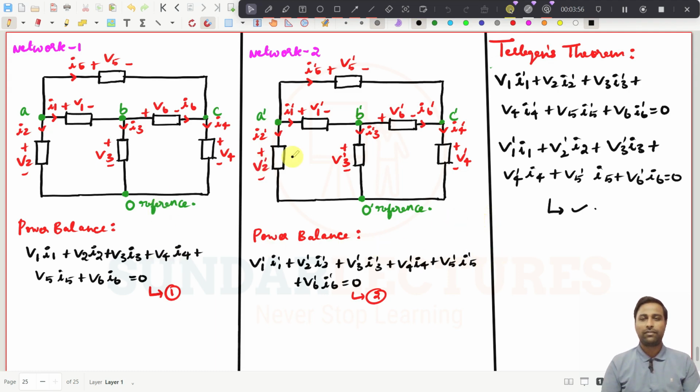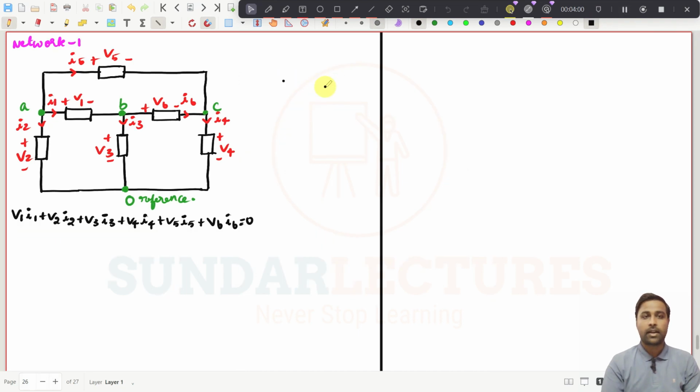What we will do, we will take a new page. See, we have taken network one and we try to prove what Tellegen's theorem is. This one is valid: in network one, V1 I1 plus V2 I2, every element is receiving or absorbing power. So I have written it like this, the power balance expression.